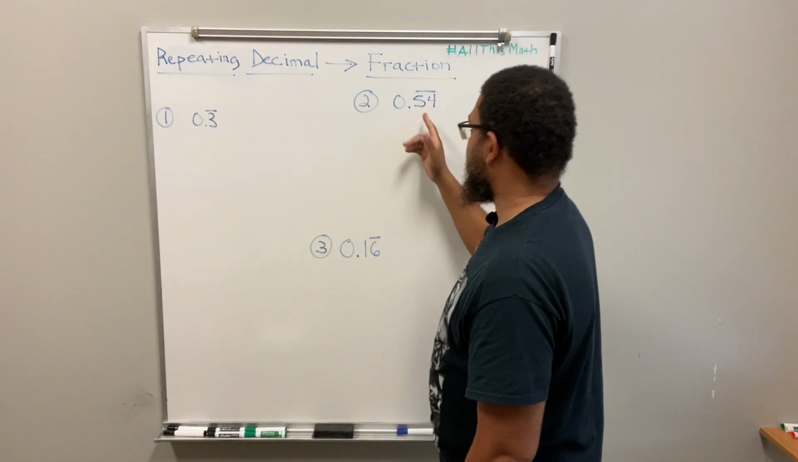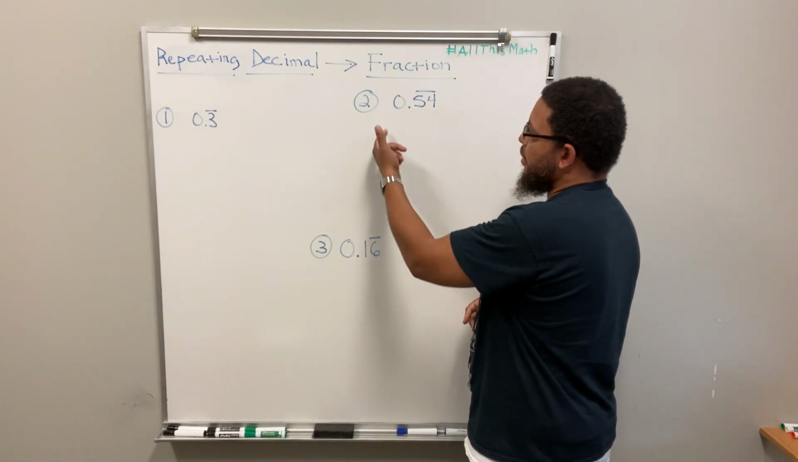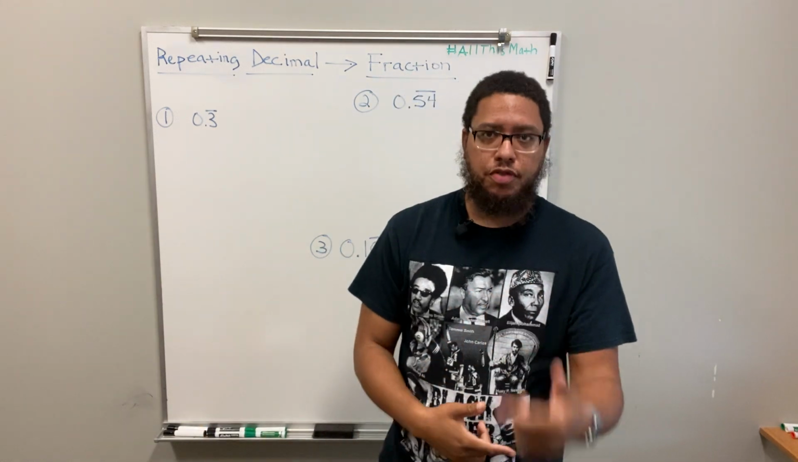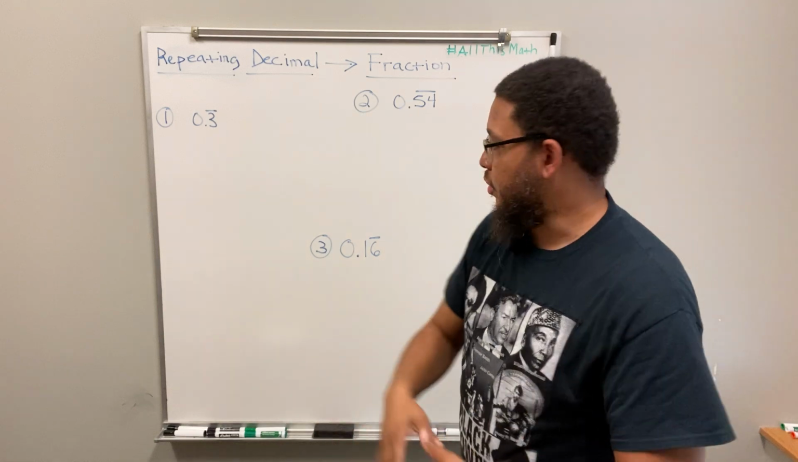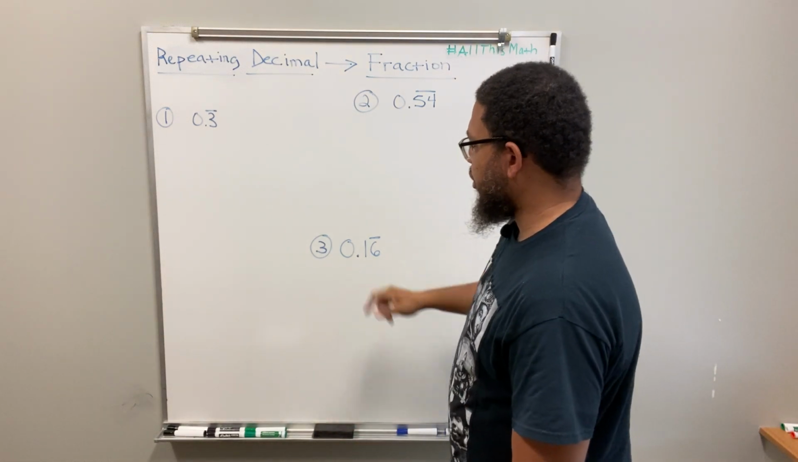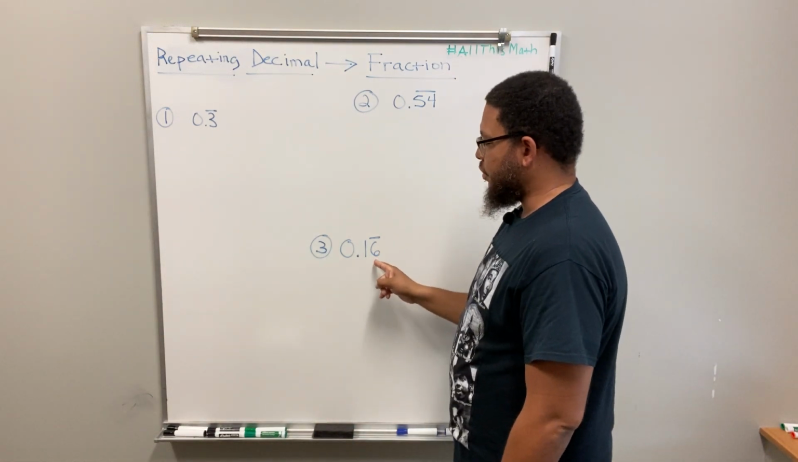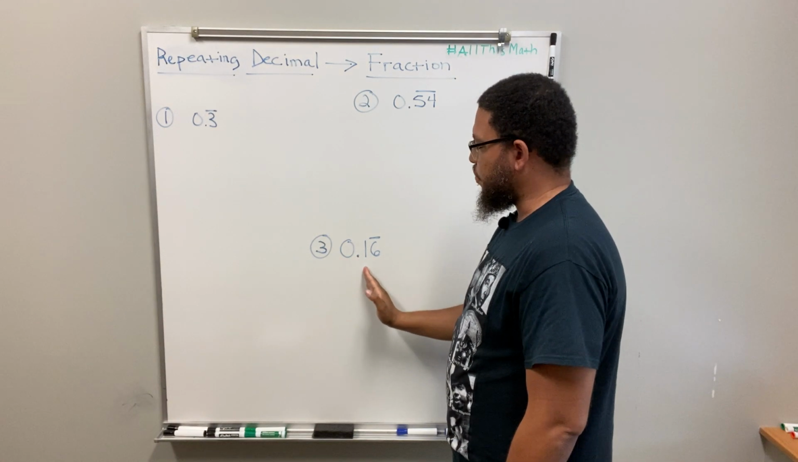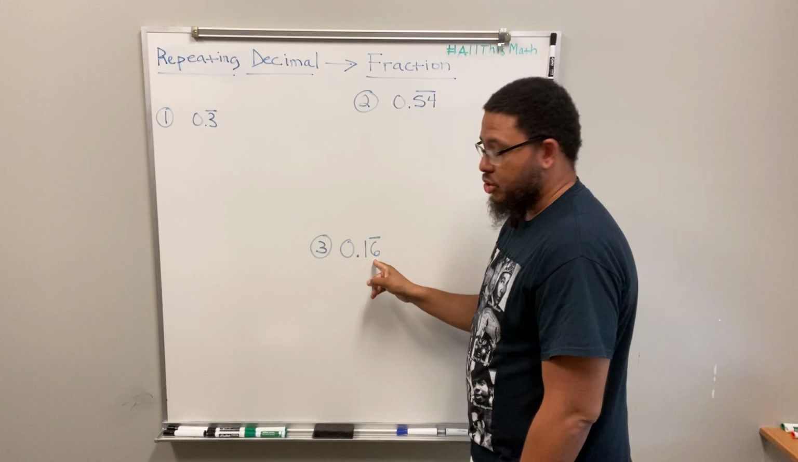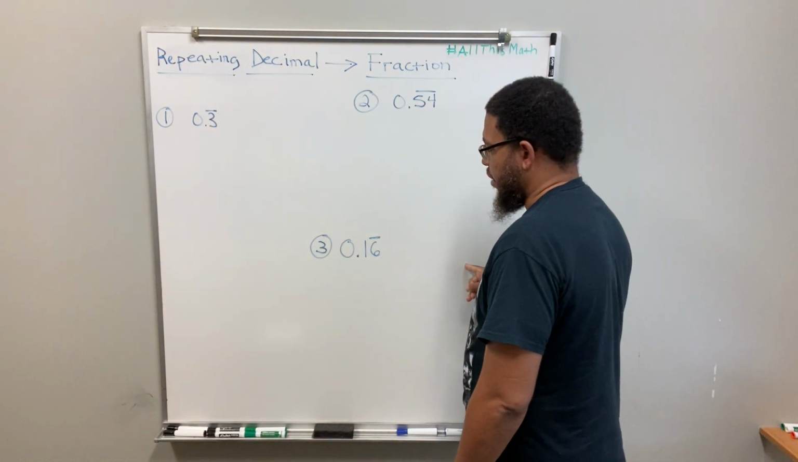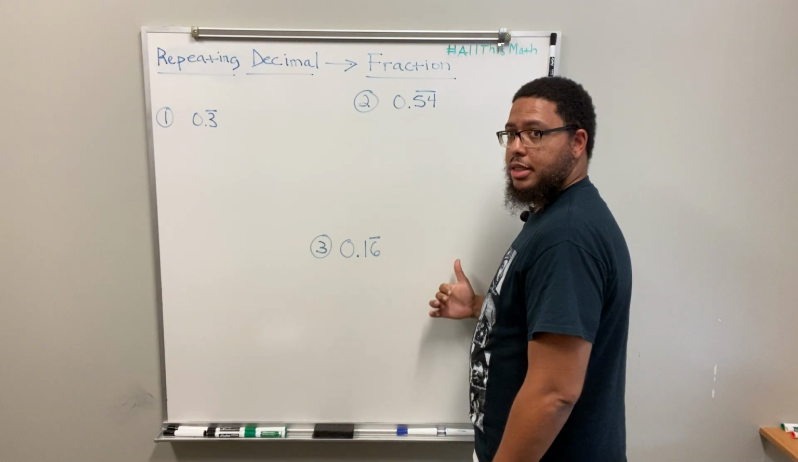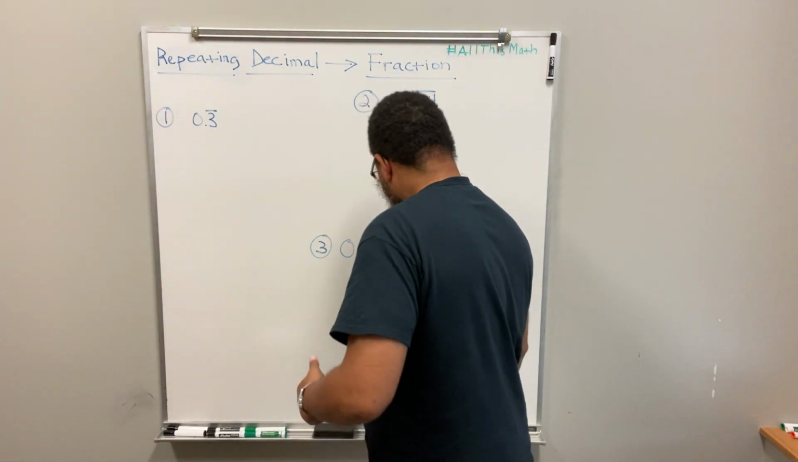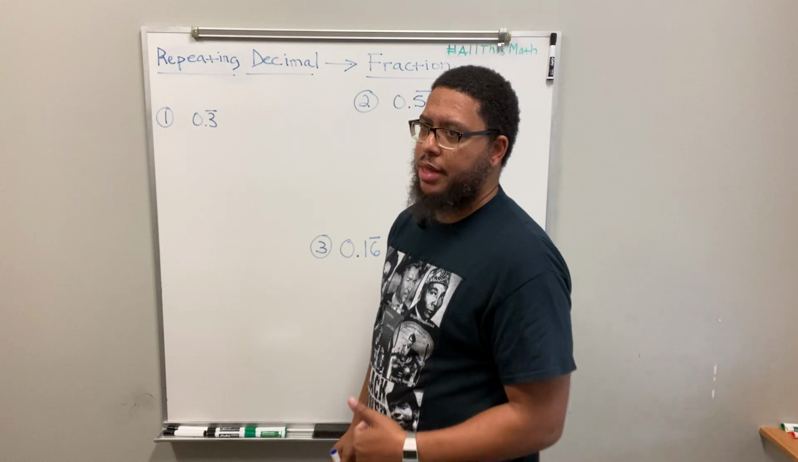Same thing here. We got 0.54 repeating, so it's going to repeat as 0.54, 54, 54, 54, on and on forever. Down here is a little different because the bar is over top of the 6 and not over top of the 1. So that 1 in the tenths place remains there, and then these 6s go on forever and ever: 0.1666666666666.